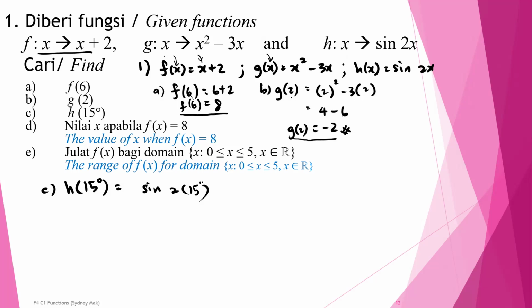I just type in computer. Yeah, correct. It's just like that. Put in. So what is sine 30? One over 2. Yes, 1 over 2.